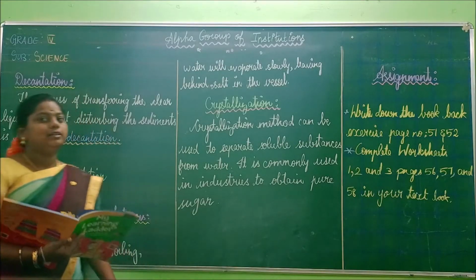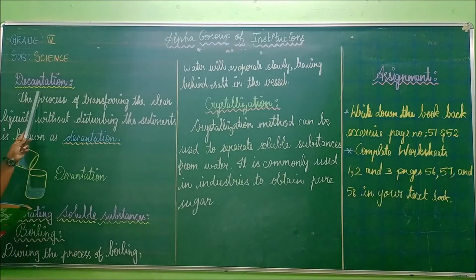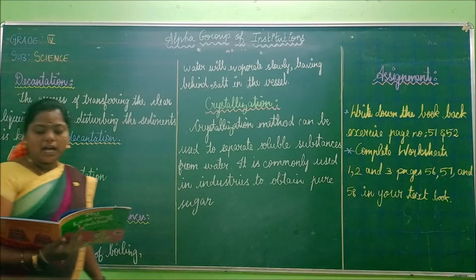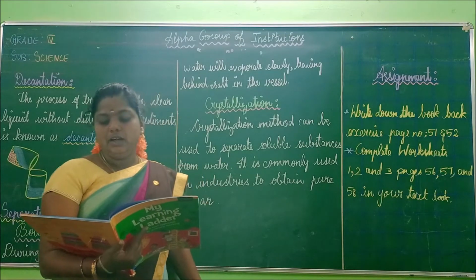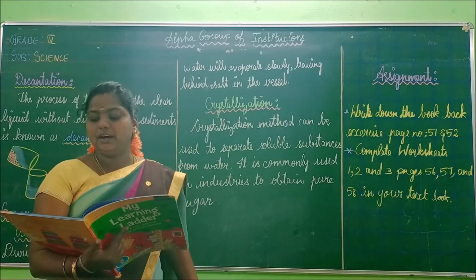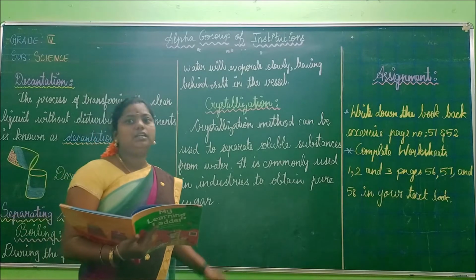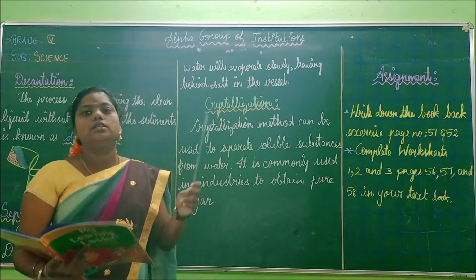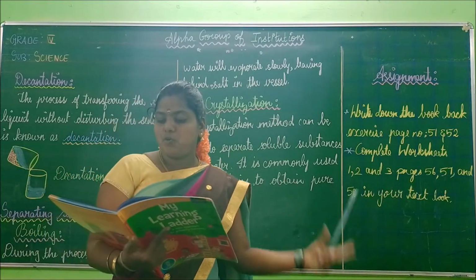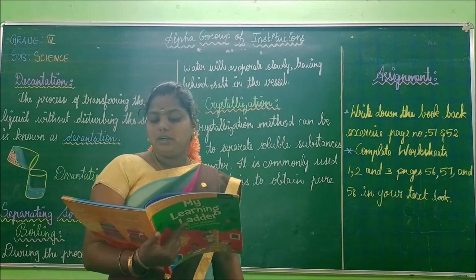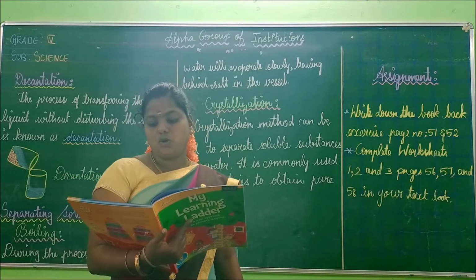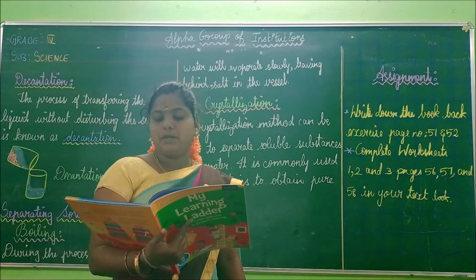So children, the next one is decantation. So here what happens? After some time, the dirty water above the layer of clay will become clear water. The dirty water, after some time, will become clear water. This is because the clay particles mixed with the water will settle down slowly, and the brownish water becomes clear.